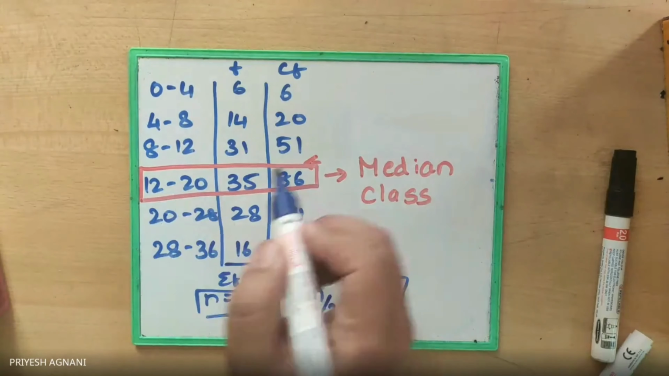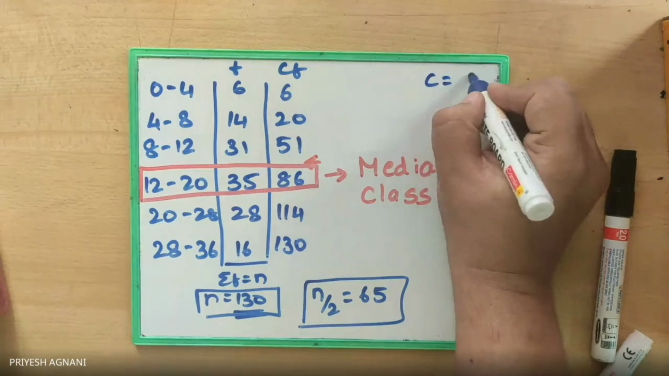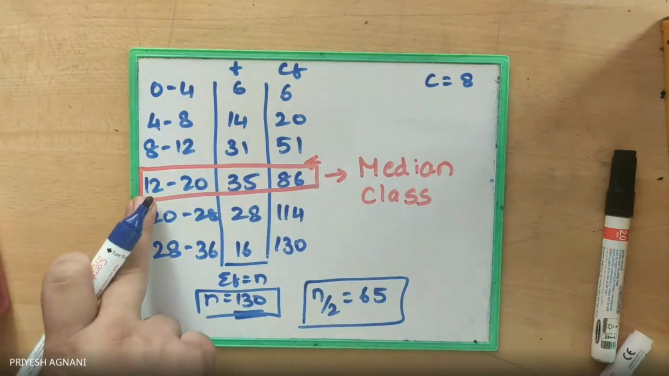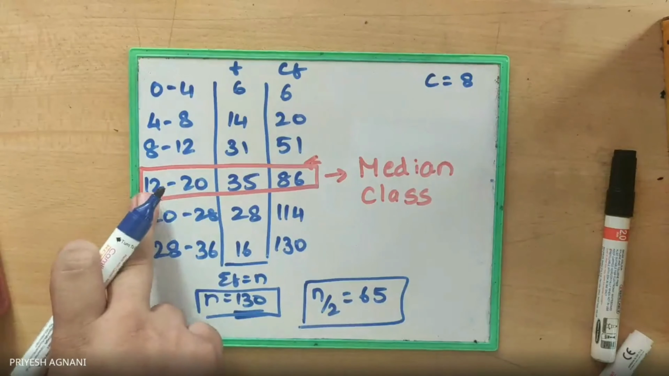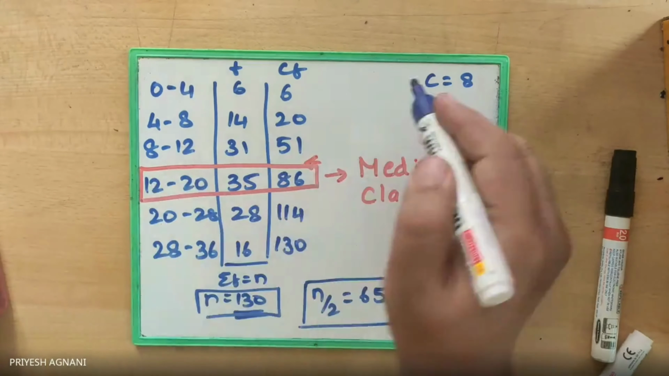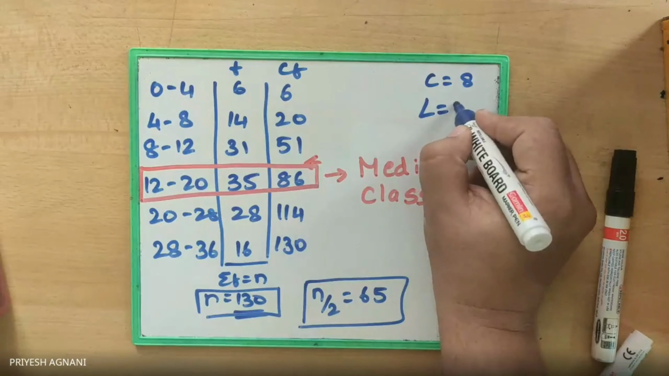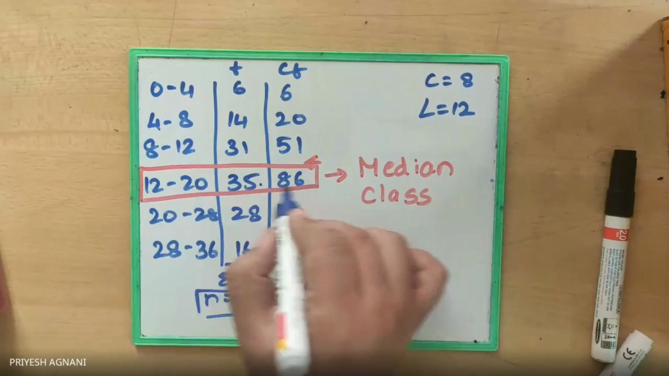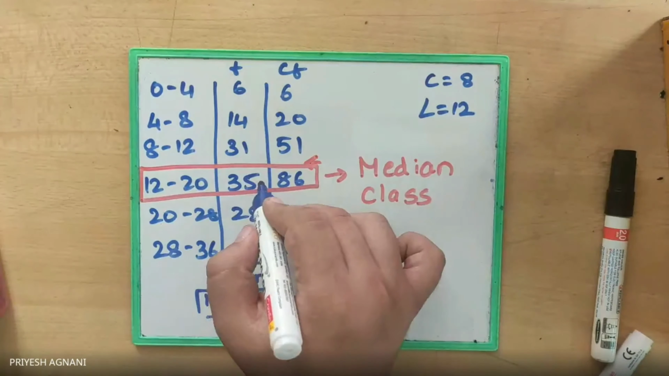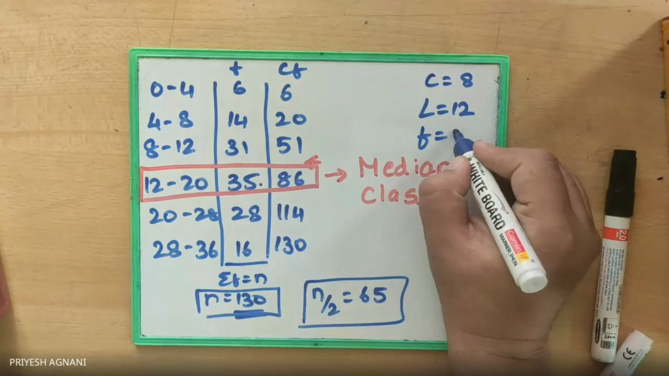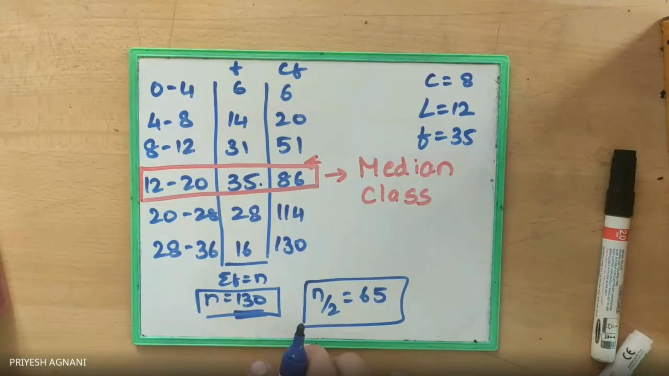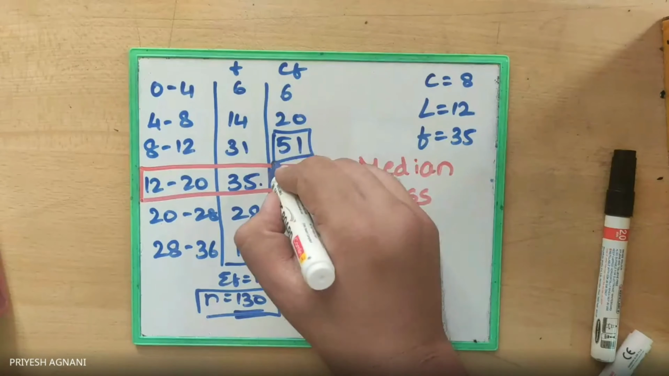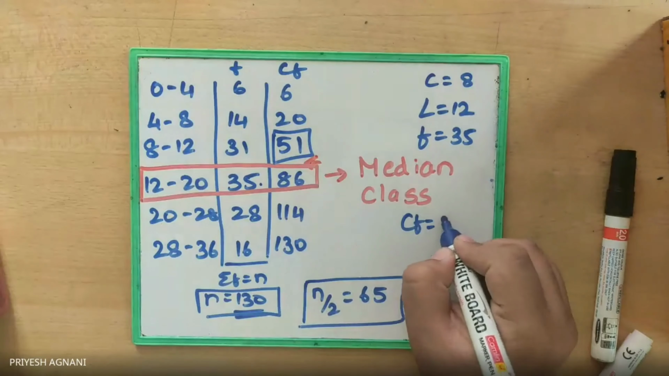12 to 20 has class length 8. There is a gap of 8, so we will consider that. The lower boundary point is L. 20 is the upper boundary point. 12 is the lower boundary point. So L is equal to 12. This is the frequency. The frequency in that same median class is what we take: F is equal to 35. For CF, we have to look at the column above the median class, so this is 51. So CF is equal to 51.